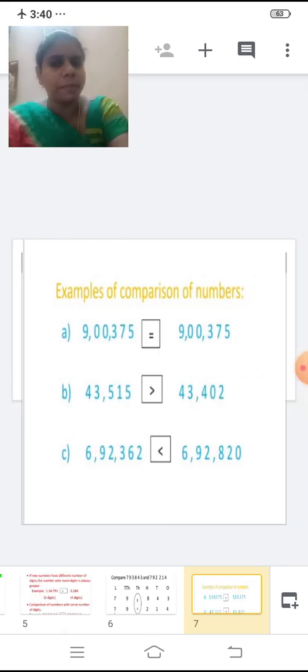So you all know to compare the numbers, right? How to compare the numbers? First see the number of digits. More the digits, greater the number, right? So if the number of digits are same, you have to compare from the leftmost part, that is lakhs place or 10,000 place, whatever it is. So compare from the leftmost part. So we'll see some more examples now.